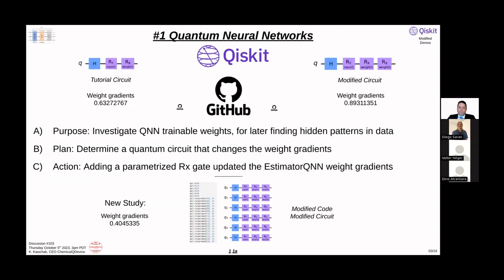So this is the first Qiskit notebook here. It's an introduction to the EstimatorQNN and the SamplerQNN. There are just different ways of using these, and depending on the circuit, they will output different weight gradients. This upper left one is basically their stock demo, or what they call the Qiskit machine learning tutorials. The upper right one is the one that I modified previously.